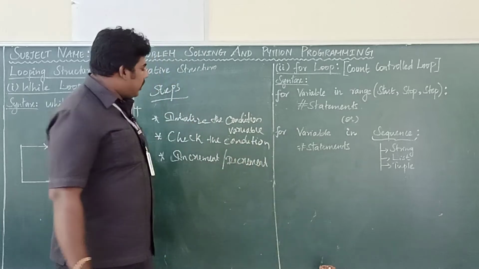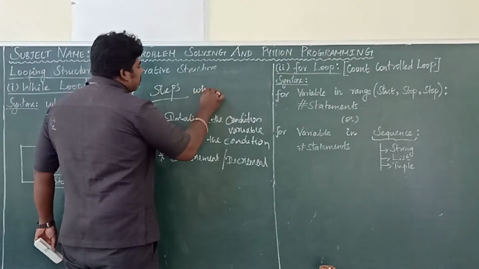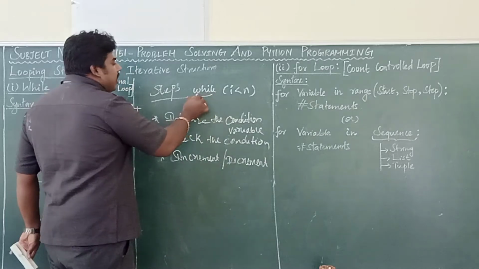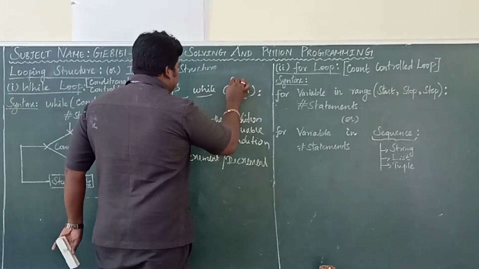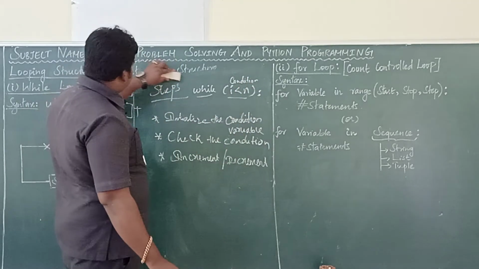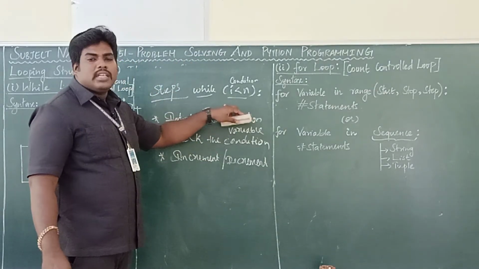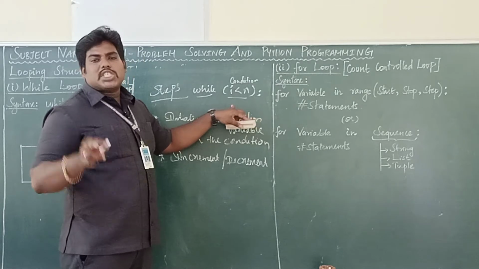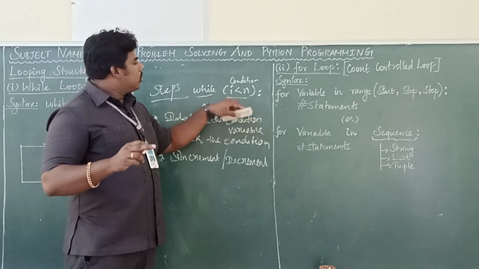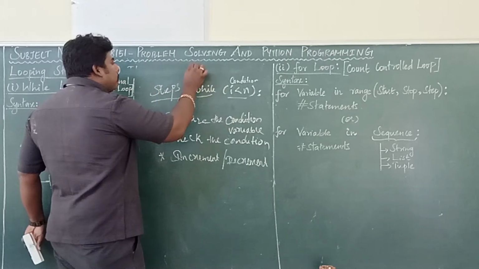Now, I will explain with one example. For example, while i less than n. Okay, this is the keyword and this is the condition. This is the condition, right? So, what's the first step here? Initialize the condition variable. What is the control variable here? This i is the control variable. Which variable you are using in your while loop is called the conditional variable. So, this i is the conditional variable. So, for example, first you have to put i.